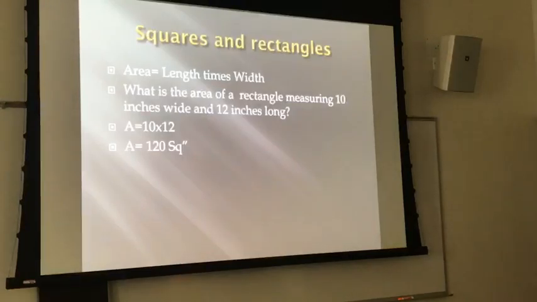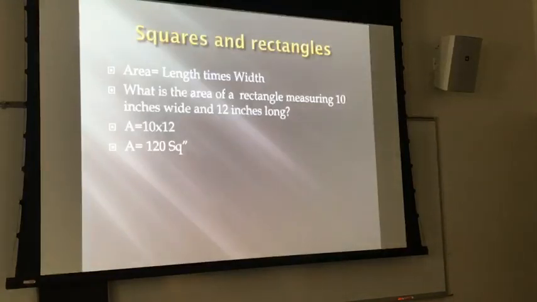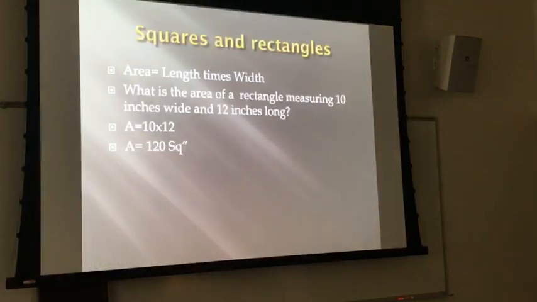How do you find the area of squares and rectangles? You just multiply the sides, length times width. So if you get a 10 by 10 square, it would be 10 times 10, which is 100 square inches. If you had a rectangle, it'd be the short side times the long side, so 10 by 12 in this case. It'd be 120 square inches.